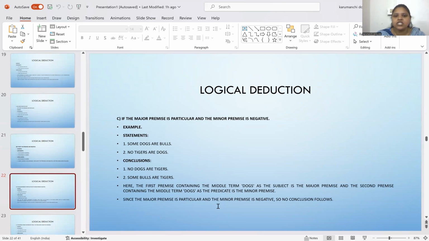So if the major premise is particular and the minor premise is negative, if we take this case, the statements given are: some dogs are bulls, no tigers are dogs.